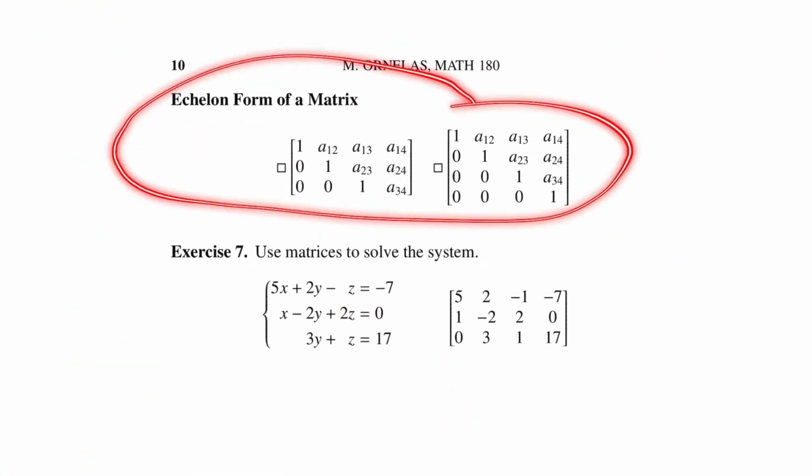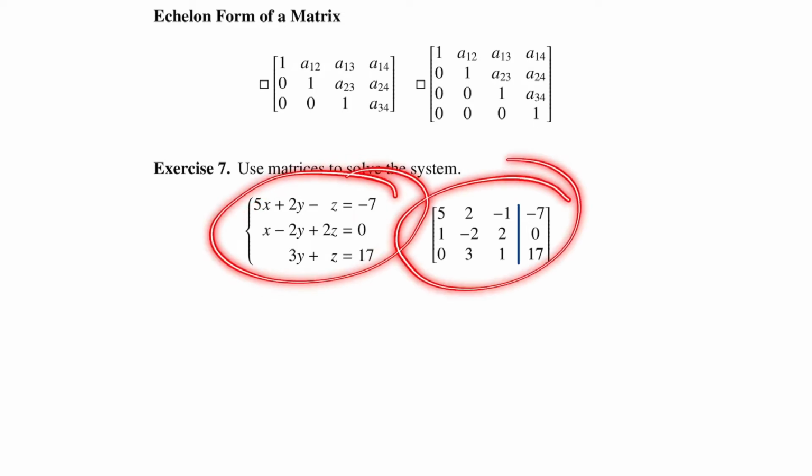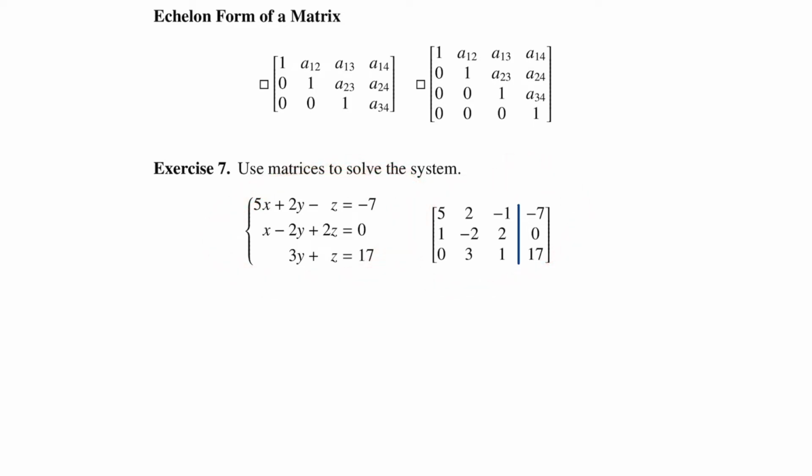All right, let's try another problem. So once again, this is called echelon form of a matrix. So here's our next matrix that we want to solve. So what we're going to do is draw a line, which is going to represent the equal sign. So they already put the system of equations into a matrix for us. Now we can do the same thing that we did with the previous problem.